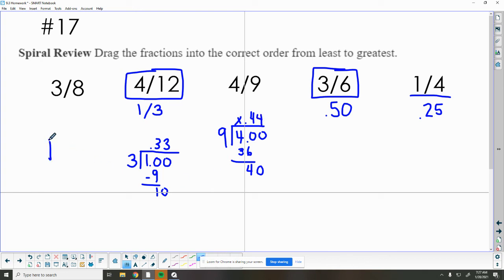I'm going to let you try this last one. So we have 3, and we're dividing by 8. And remember, we want to put them from least, smallest, to biggest. So smallest on top, biggest on the bottom.